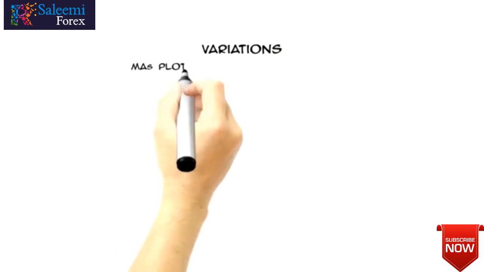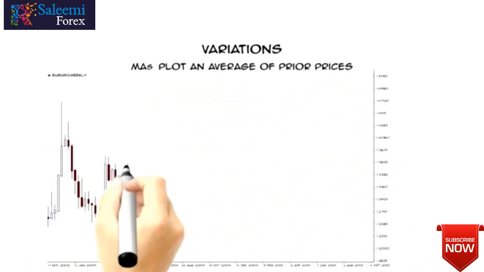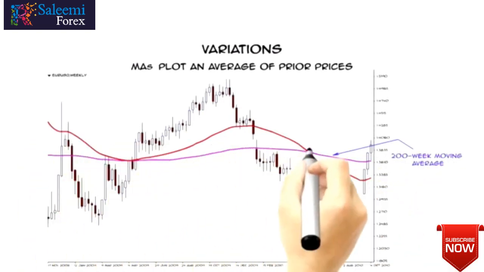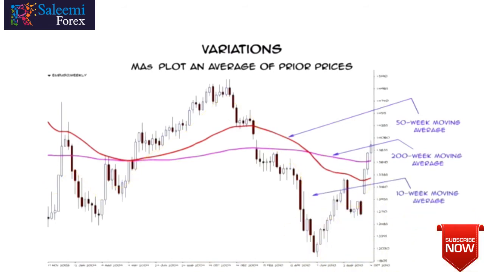Variations. Moving averages plot an average of prior prices, so by their very nature, they lag behind price. The more periods that are averaged, the slower the moving average responds to recent price changes. For example, note on this chart how the shorter duration 10-week moving average reflects near-term price direction better than the 50 and 200-week moving averages.